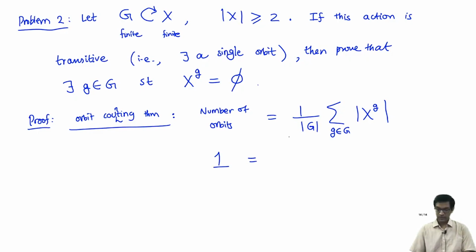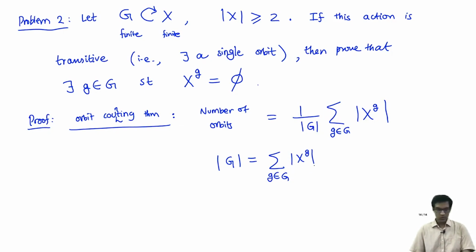Now let me also do one thing. Let me move the cardinality of G over to the other side. So there's only one orbit, so 1 times the cardinality of G is therefore the sum of the numbers of fixed points for all group elements. Now this is the equation we need to understand.